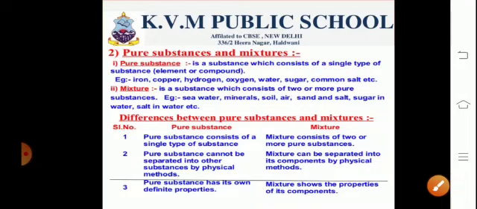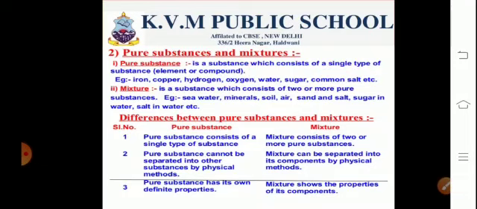A mixture is formed by combination of two or more pure substances which are mixed in any proportion. Examples: seawater, minerals, sand and salt, sugar and water are examples of mixtures.